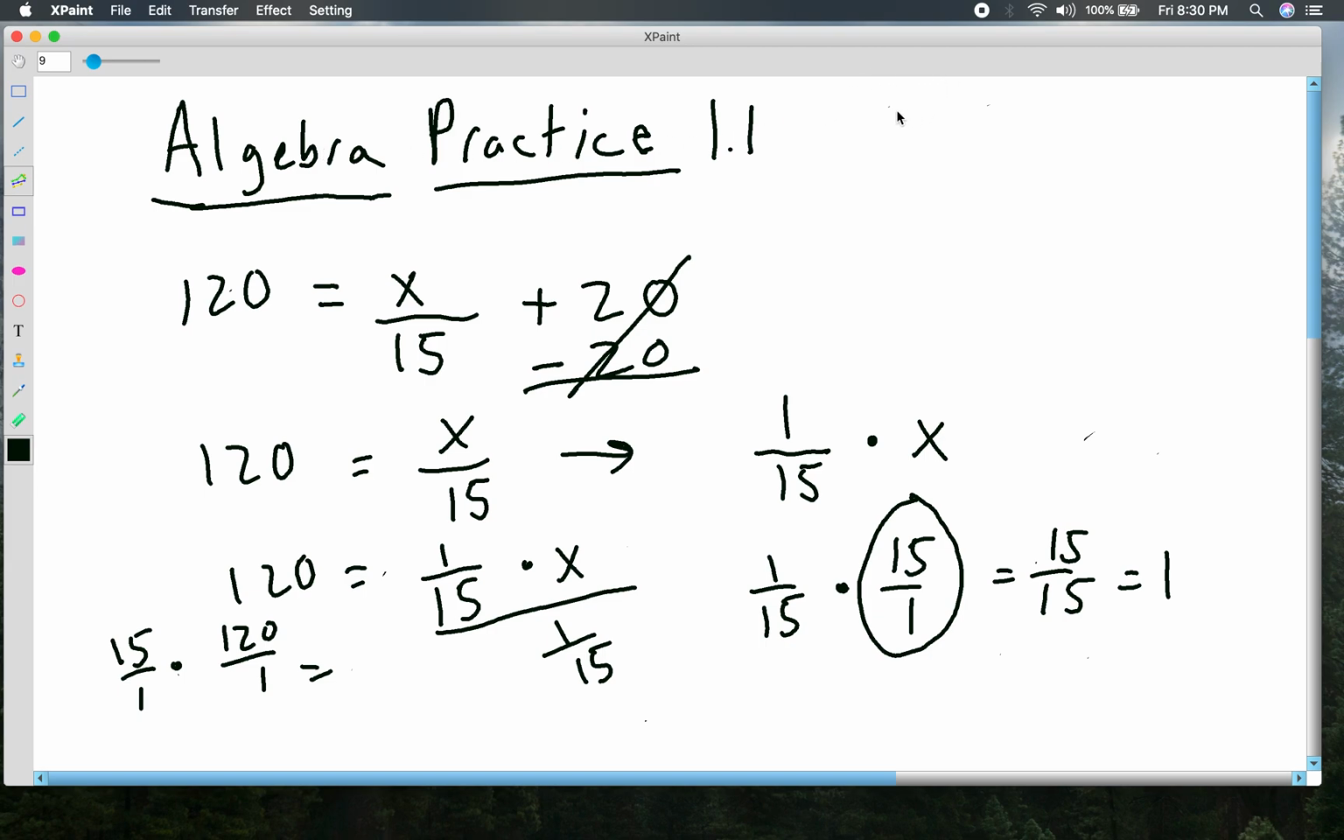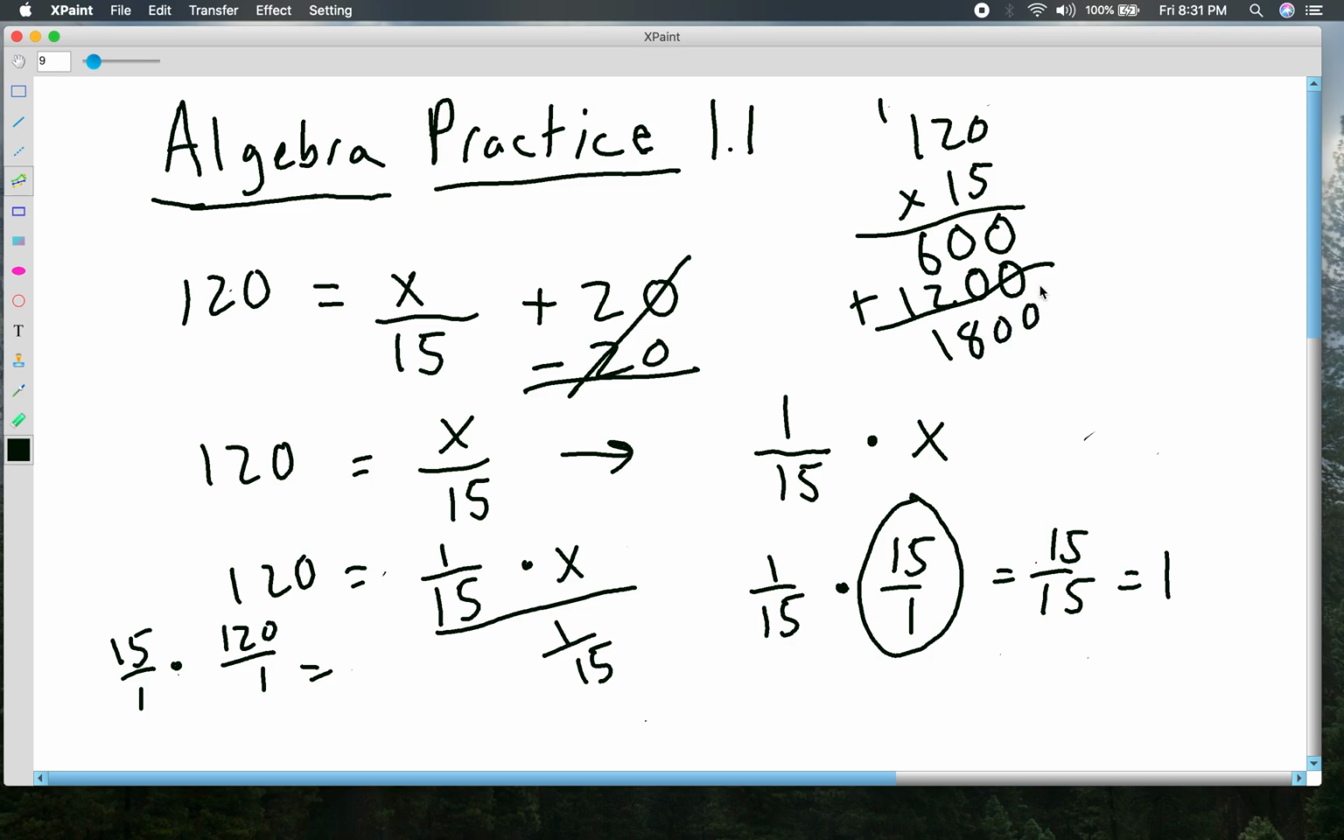Okay. We divided by 1/15, which was the same as multiplying by 15 over 1. 120 times 15. 5 times 0 is 0. 5 times 2 is 10. Carry the 1. 5 times 1 is 5, plus 1 is 6. Go to the next place, have to add the 0. 1 times 0 is 0. 1 times 2 is 2. 1 times 1 is 1. Add them together, we get 1800.